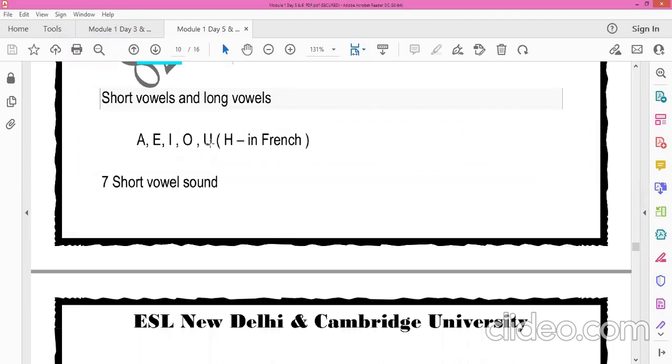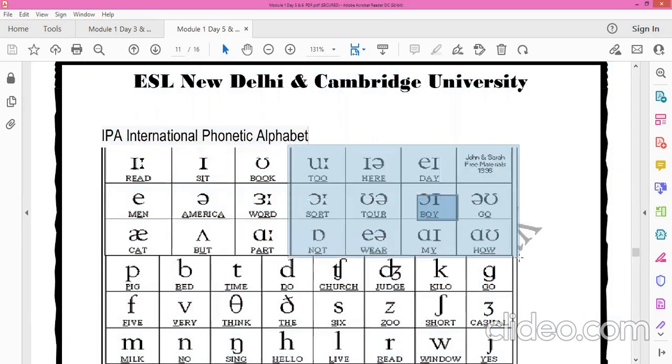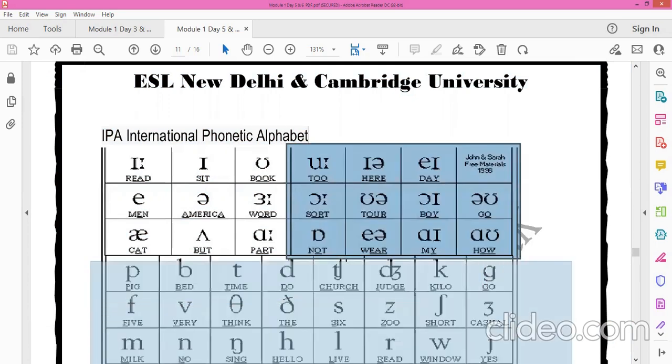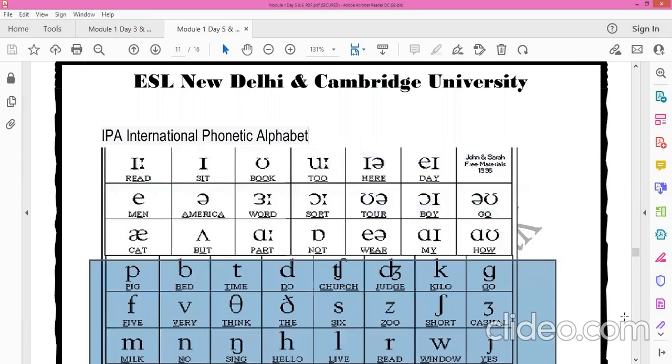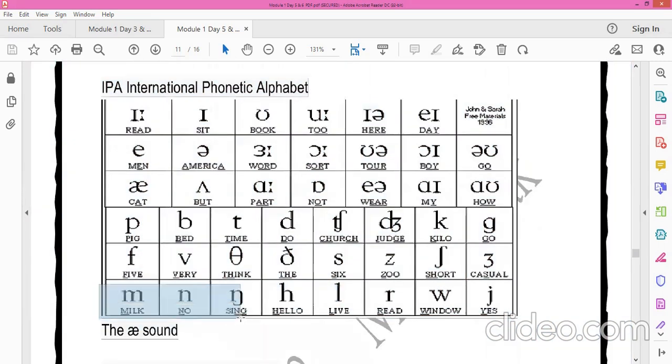So if we check this IPA chart, here we have all the sounds, and this part is having what? Vowel sounds. Okay. And this one is having diphthongs, a combination of two vowels or maybe vowel and consonant. And here we have consonant sounds. Plosive, fricative, nasal sounds, all are here. These are the nasal ones. Voiced and unvoiced. So all these are here.